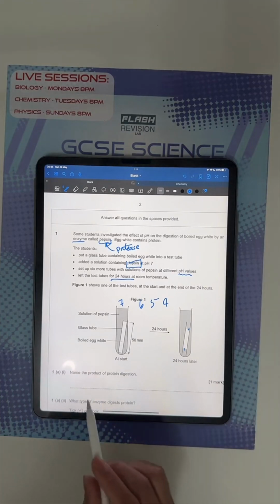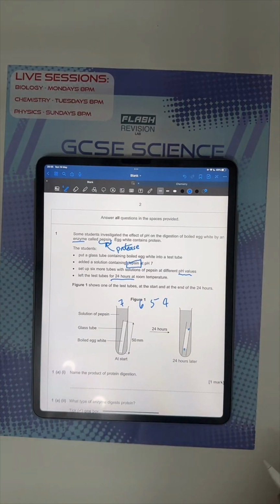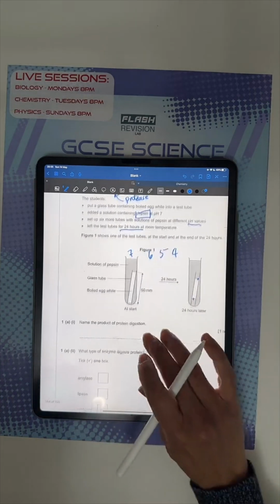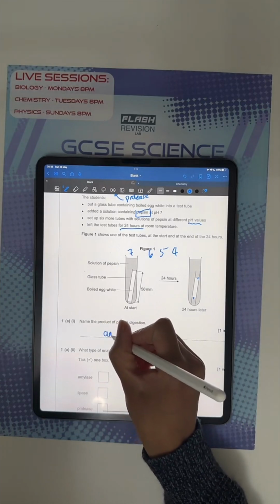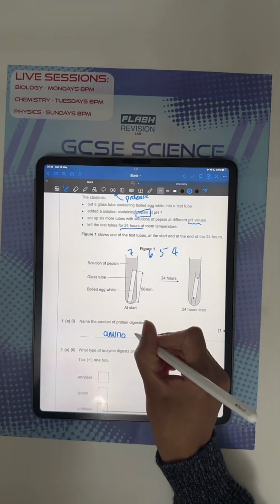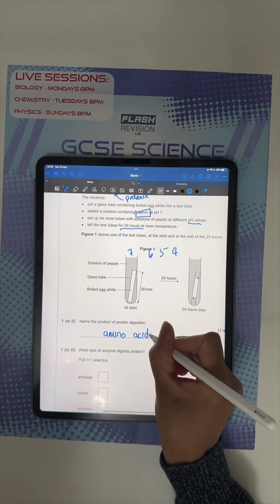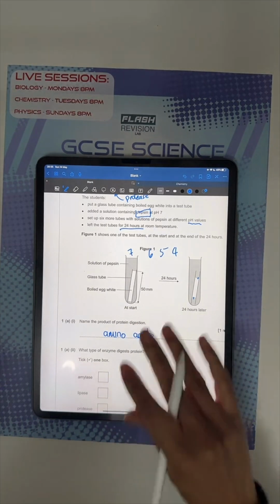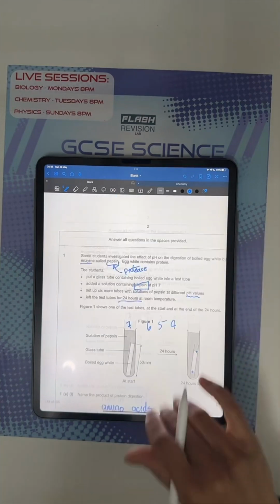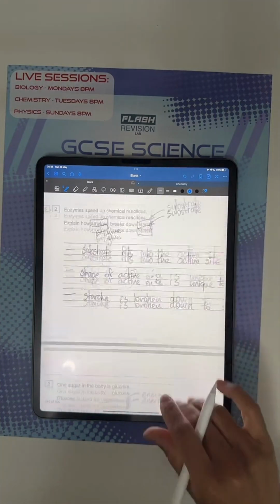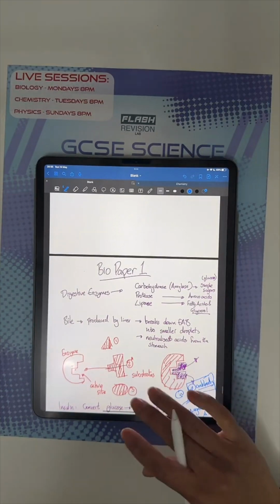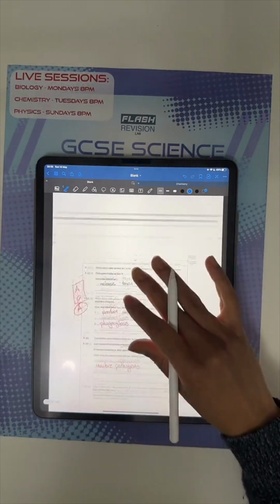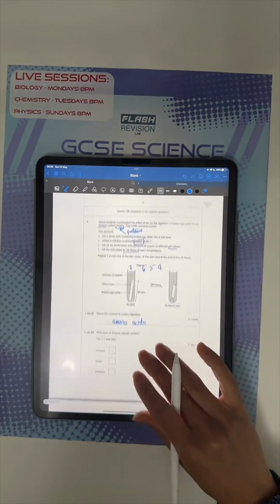Okay, so the question is, name the product of protein digestion. Good. Turns into amino acids. When you break down a protein, it turns into amino acids, just like we wrote up at the top in our notes. I think we wrote it up here. Yep, we did. There, amino acids. So that's the products of proteins being digested.